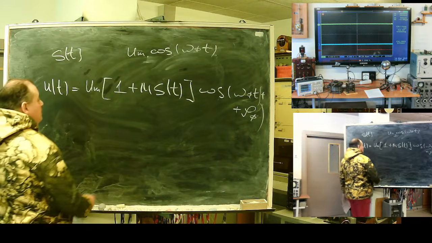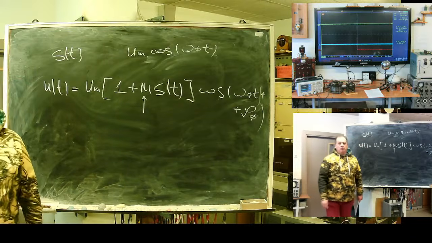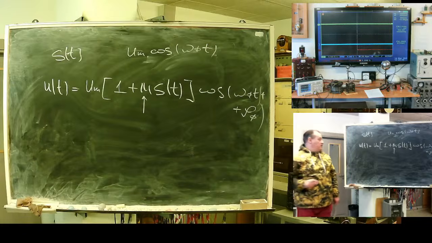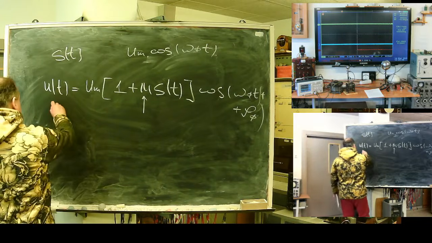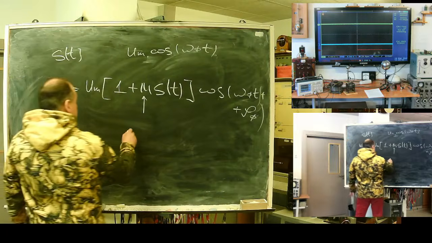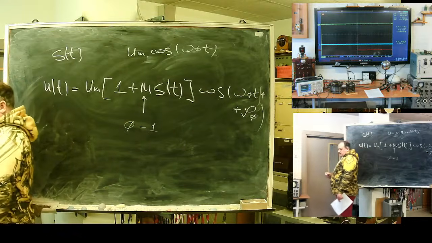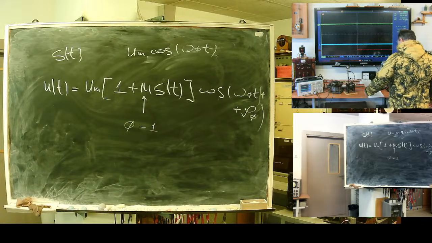Here, this m is the depth of modulation, or modulation index. How deeply am I using my signal? It can be from 0 to 1. If it goes over 1, we will get something very distorted.